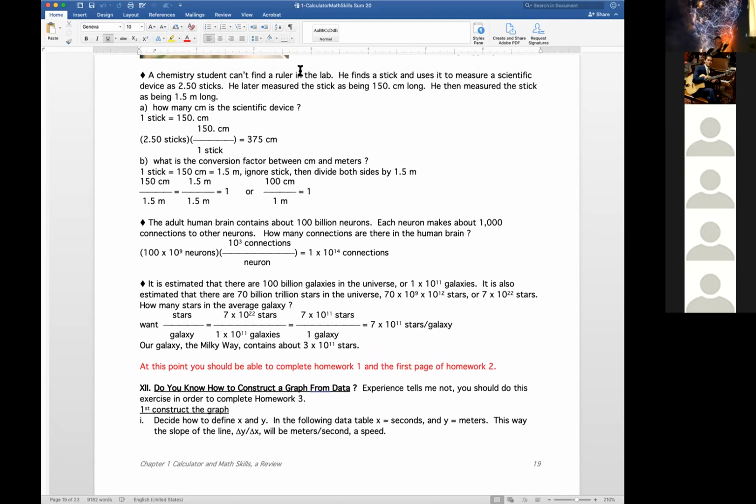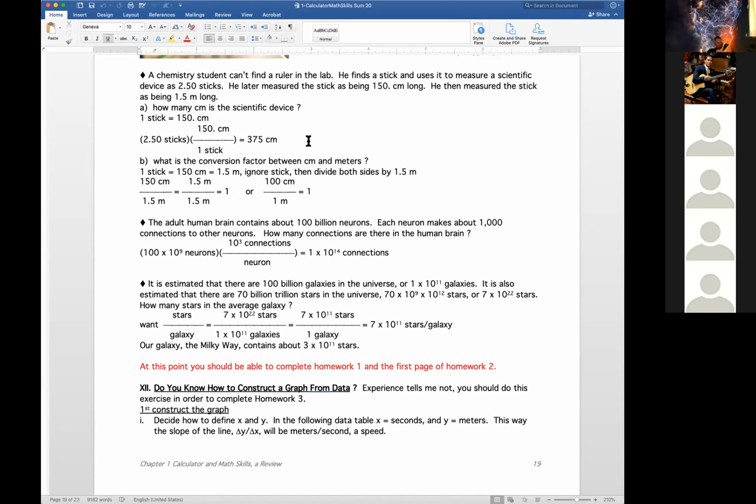So what I'm trying to get you to think about is this. One stick was equal to 150 centimeters. So if something was 2.5 sticks long, how do I convert that into centimeters? Well, I need to cancel out the stick, keep the centimeters, and then there's my answer.